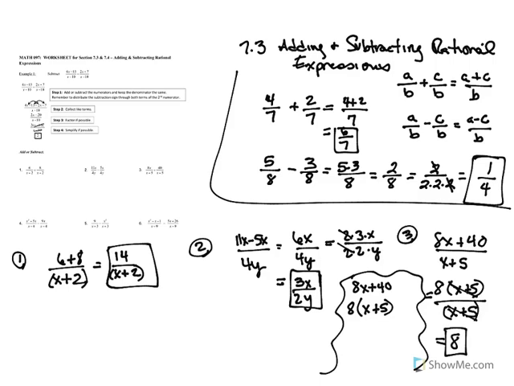Problem is finished. So you combine, since they have the same denominator. Then you look to see if you can factor the numerator or the denominator. And then you see if you can cancel any like factors. And that's adding and subtracting when you already have the same denominator. So let's look at 4, 5, and 6 now.